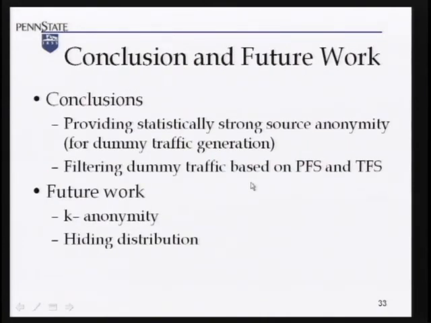Okay, so this is the conclusion of this talk, and I described these two techniques. One is to provide statistically strong source anonymity for dummy traffic generation, and also we have the optimization schemes to try to find the number of proxies and where to place them to drop more dummy traffic. In future work, we also consider key anonymity scheme and the hiding distribution.